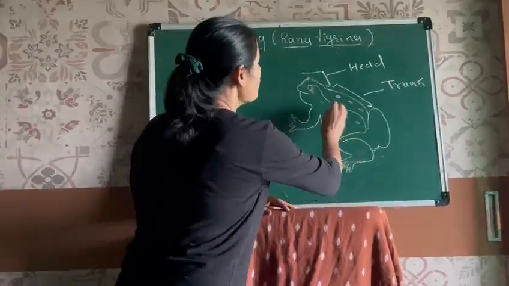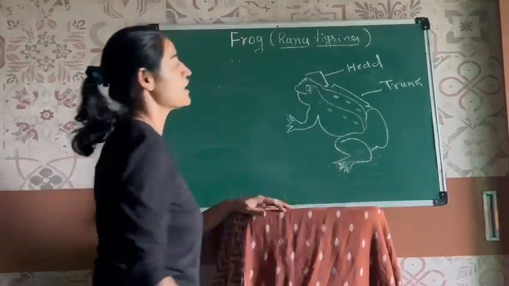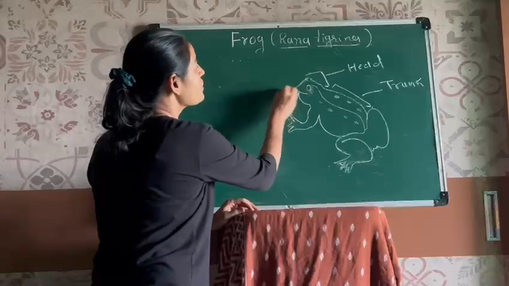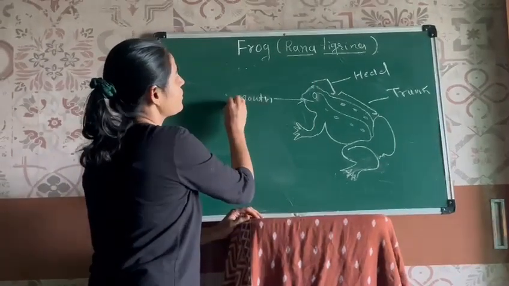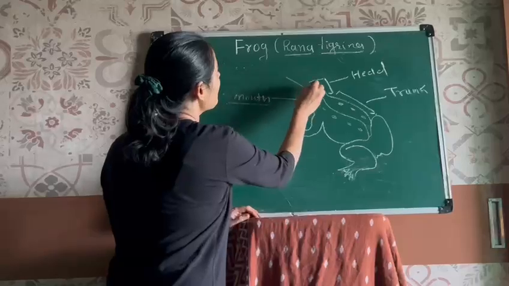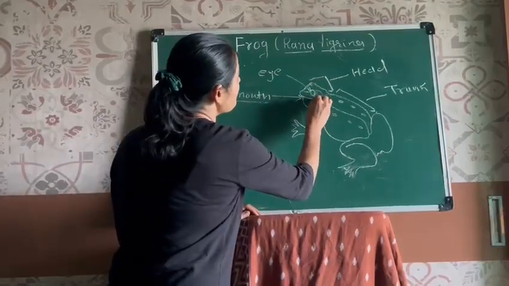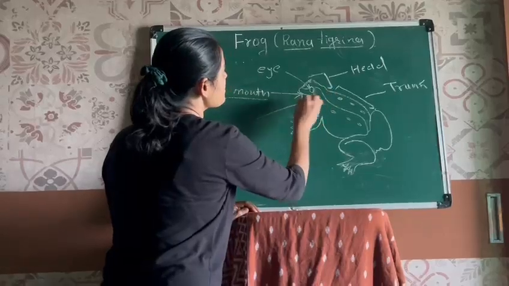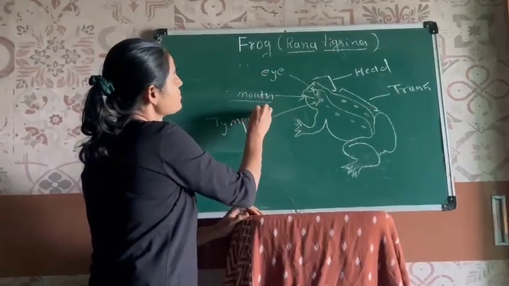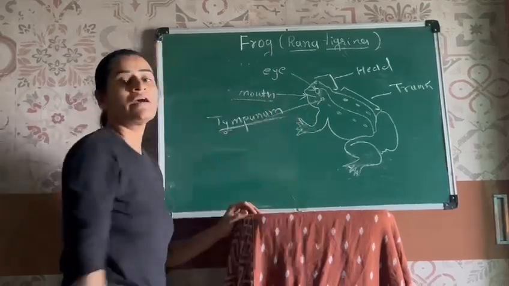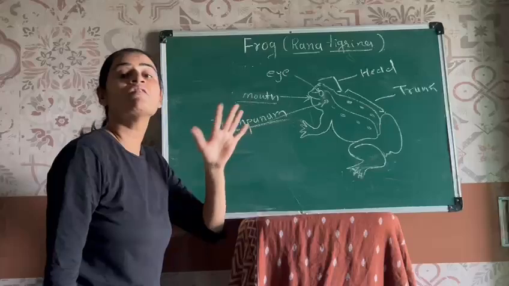Now, what structures are present in the head? The head has a big wide mouth. Then a big bulging eye is there. Behind the eye there is a structure called the tympanum. The tympanum represents the external ear. Actually, it is a covering of the ear.